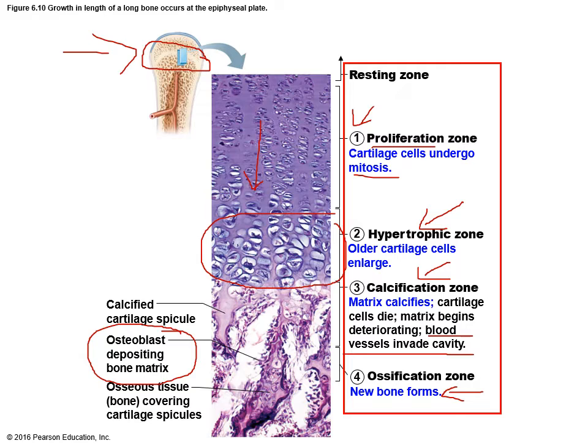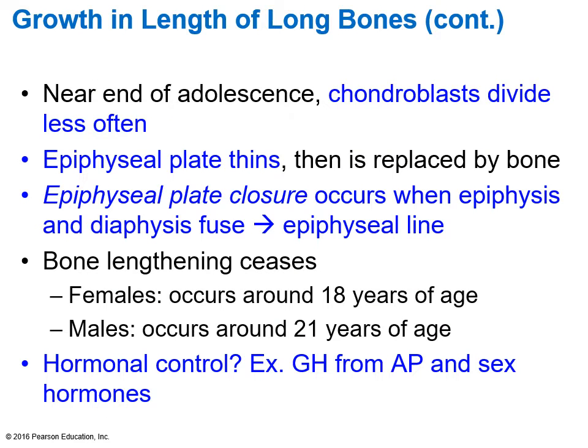As you near the end of your growth period, the epiphyseal plate will start narrowing, and eventually it will close down and leave a remnant, which is then called the epiphyseal line. All right, so here is actually what I just mentioned. Near the end of adolescence, the chondroblasts will divide less often, which means the plate will thin, and then we basically have the remnant, which is the epiphyseal line.